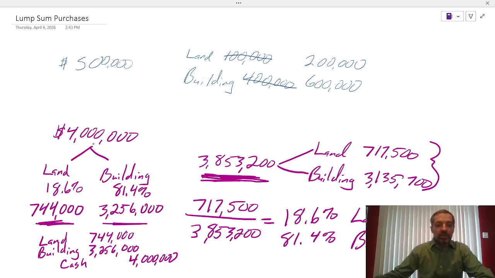So this is called the lump sum purchase. And again, because of accounting rules, we have to divide up our purchase price between the land and the building. Land is not depreciated, buildings are. And so this division does affect our future financial statements because the building will have depreciation expense and the land will not.